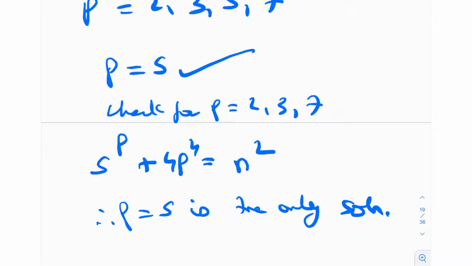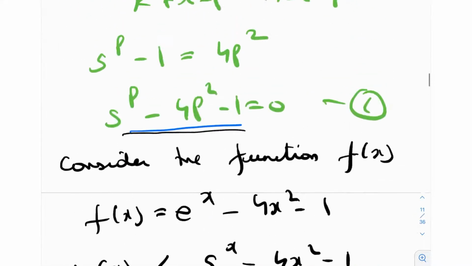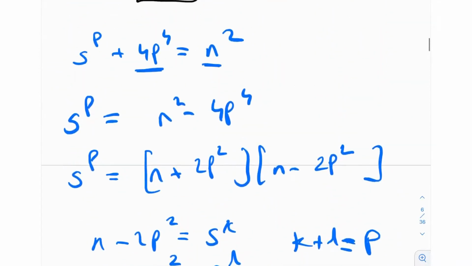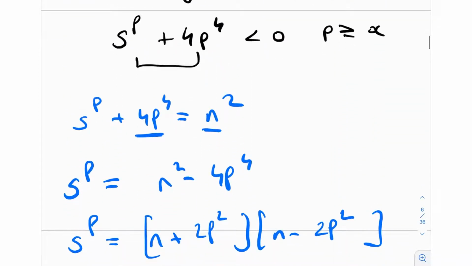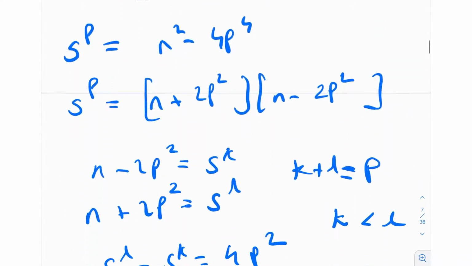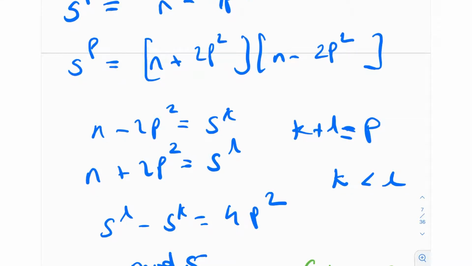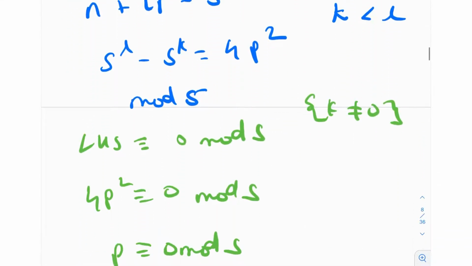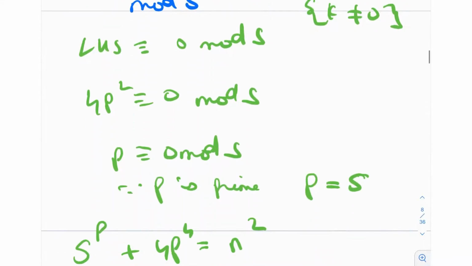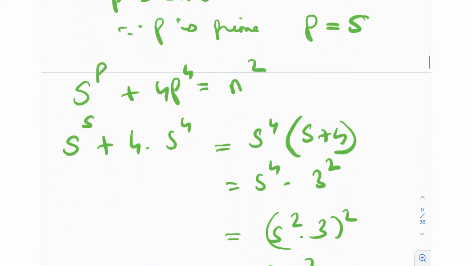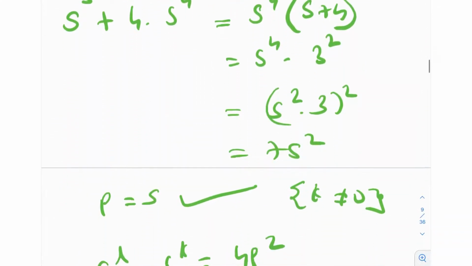So let me just recap what we did over here. I just started out with this expression. I factored it, pretty standard thing that we've done, and split it up into 5 raised to power k and 5 raised to power l. After that I reduced mod 5 for the case that k is not equal to 0. And then we see that p is 0 mod 5 and p is a prime, so p has to be 5. Right? And p is equal to 5 is the only solution for k non-zero.